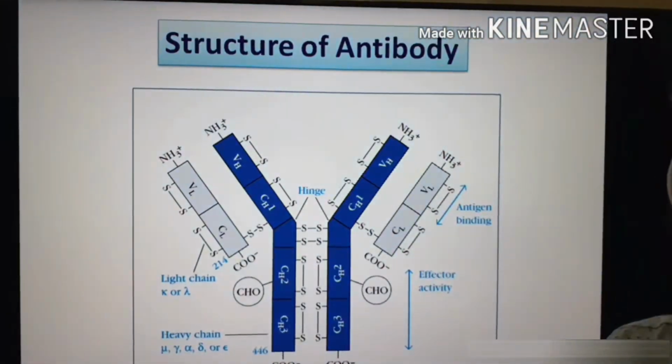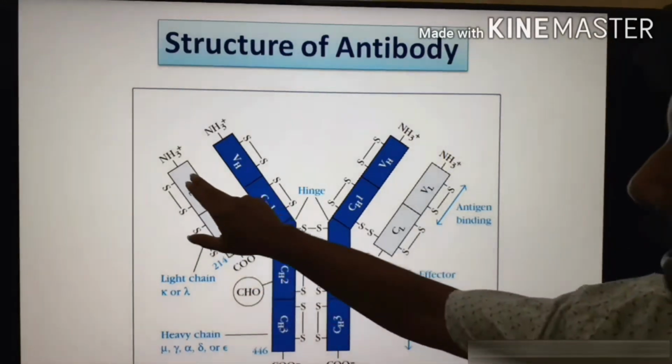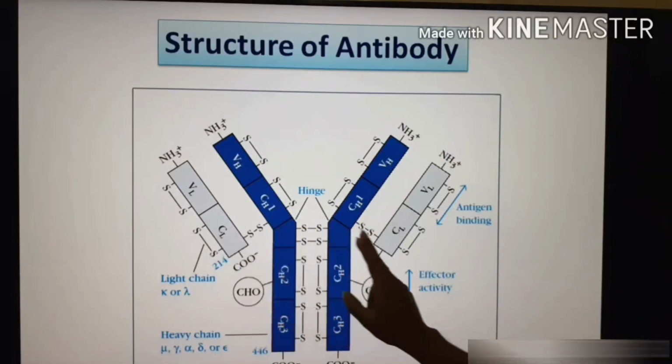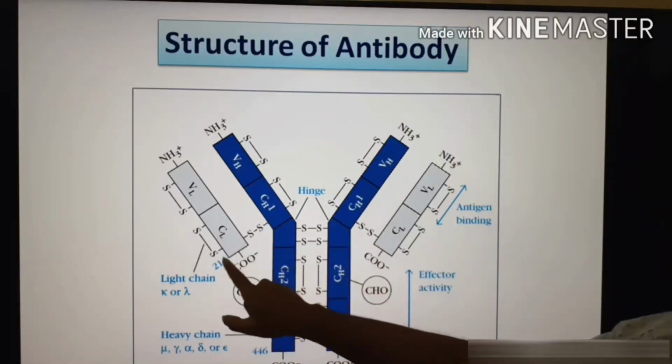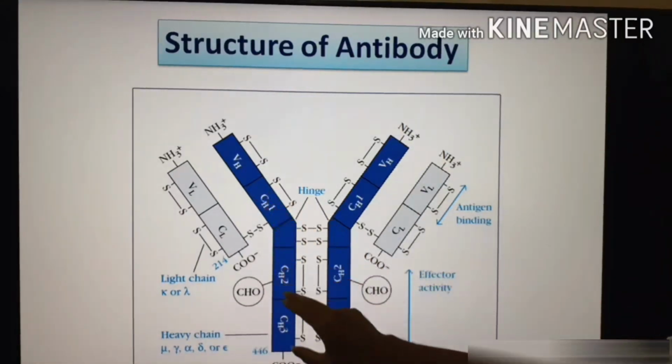Before you know the difference between antibody and T-cell receptor, you must know the structure of antibody. An antibody is composed of mainly two chains called light chain and heavy chain. So an antibody is composed of two light chains and two heavy chains. The light chain can be of kappa or lambda type, and the heavy chain can be of 5 types depending on the different constant region.